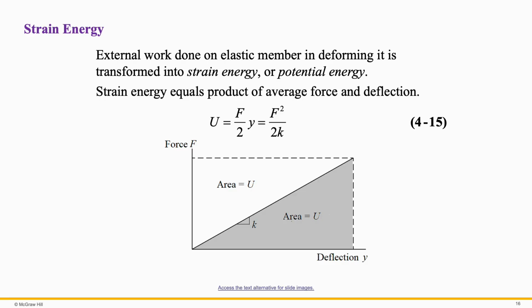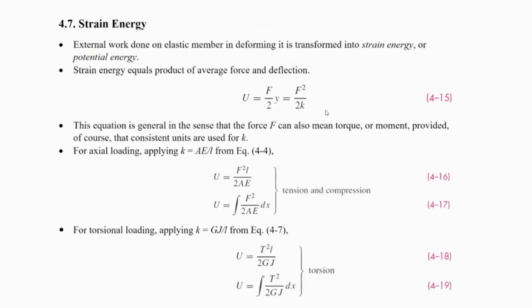We can calculate the strain energy as follows. The strain energy, which is represented by U, is equal to F squared divided by 2K, and K is the slope of this straight line as presented in this figure. Yes, the strain energy U is equal to the square of the applied force divided by 2K, which represents the stiffness of the structure.